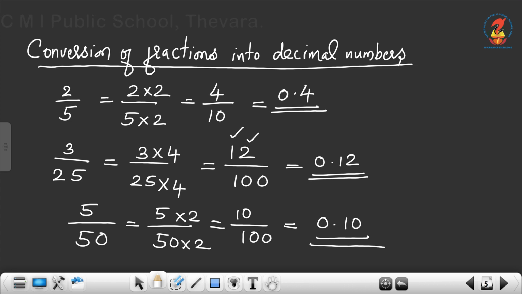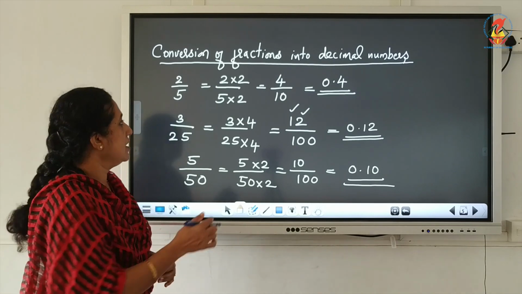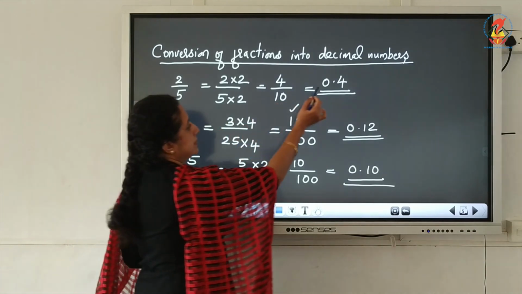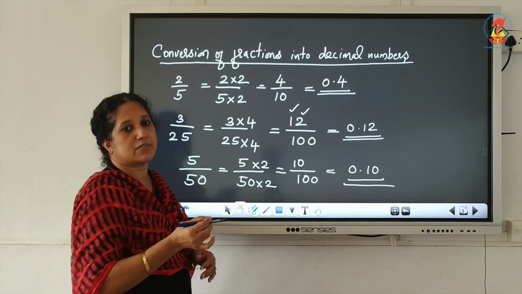So in this way we can convert the fractions. If they are not decimal fractions, we can find out the corresponding decimal number. First you have to convert it into the decimal fraction, and after that we can convert it into the decimal form.